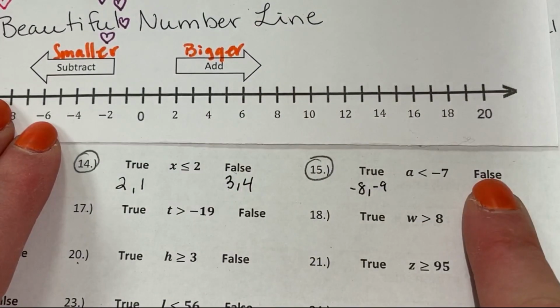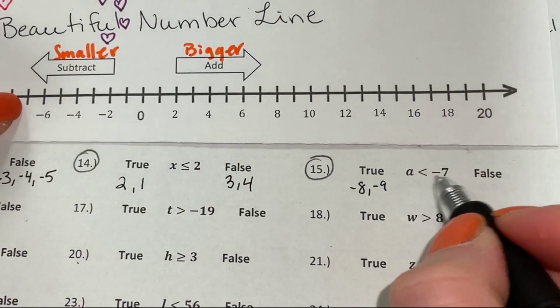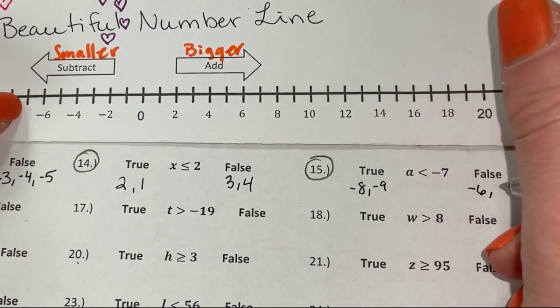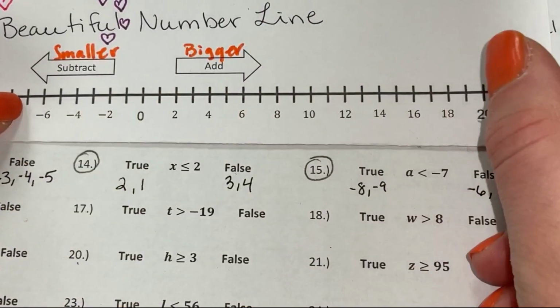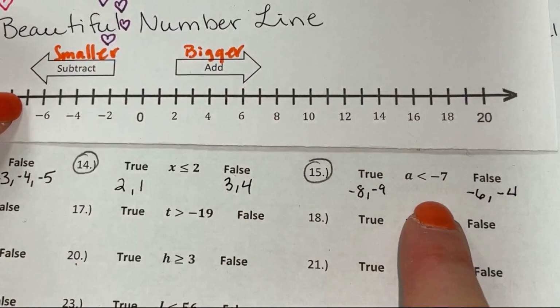You could write -20 for all I care, or a -100 million. Now I've got to look for stuff that makes it false. So here's my -7. It has to be less than -7. We're making it false. So -6 wouldn't be an answer, and -4 wouldn't be an answer, right? Those are not smaller than -7.